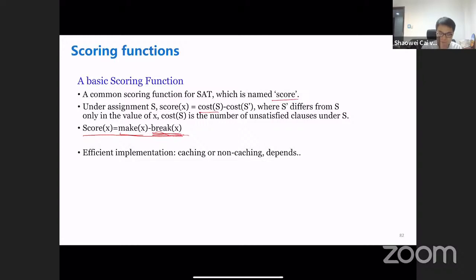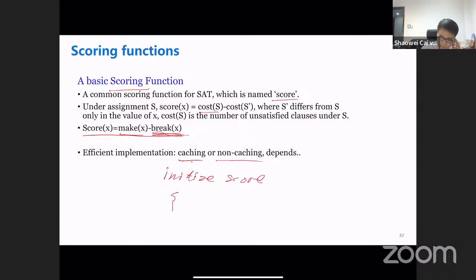At the implementation level, an important point in local search is that we should develop efficient implementations for calculating scoring functions. Depending on the framework, we can have caching or no caching. In the caching implementation, we first initialize the scores.